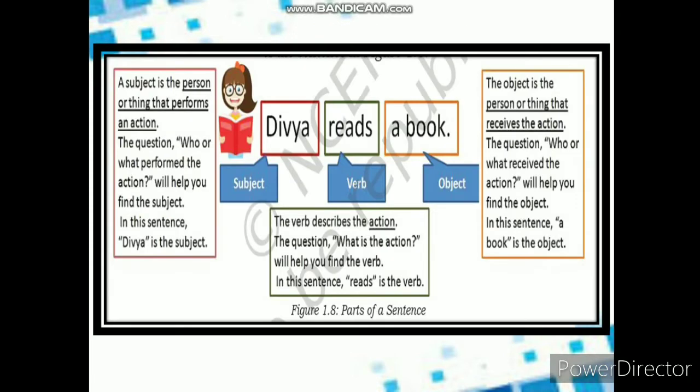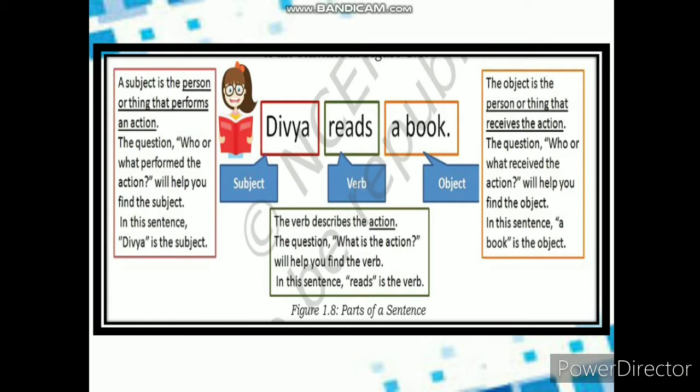For example, take a simple sentence, Divya reads a book. Let us see the different parts of the sentence. In this sentence, Divya is subject, reads is verb, and a book is an object. Subject is the person or thing that performs an action. The question who or what performed the action will help you find the subject. In this sentence, Divya is the subject.